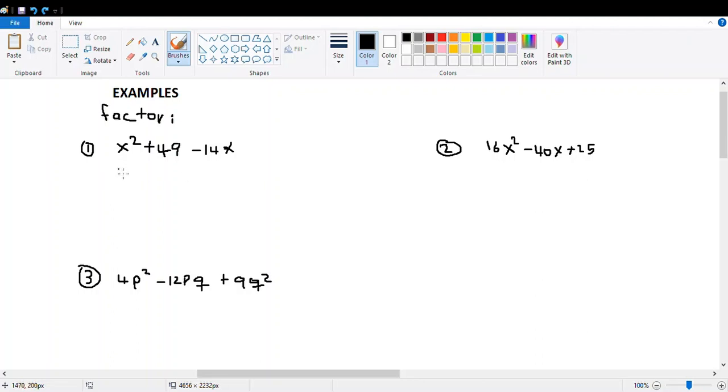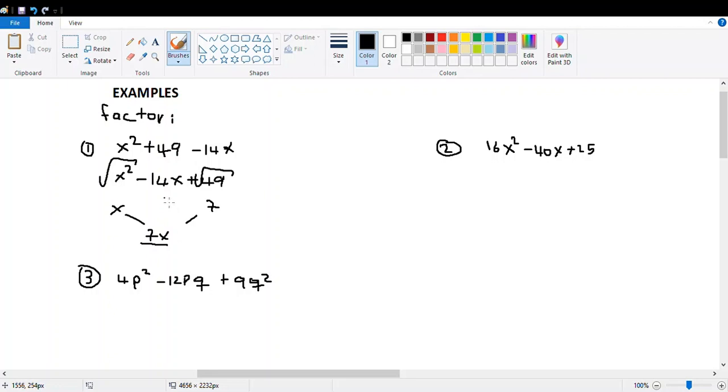Let's organize first: x squared, minus 14x is the second one. Remember, it must be organized in descending order. And finally, plus 49. Then one more time, the square root of the first term and the square root of the last term when the polynomial is organized. The square root is x, and in this case the other square root is 7. Now, if we multiply, x times 7 is 7x.